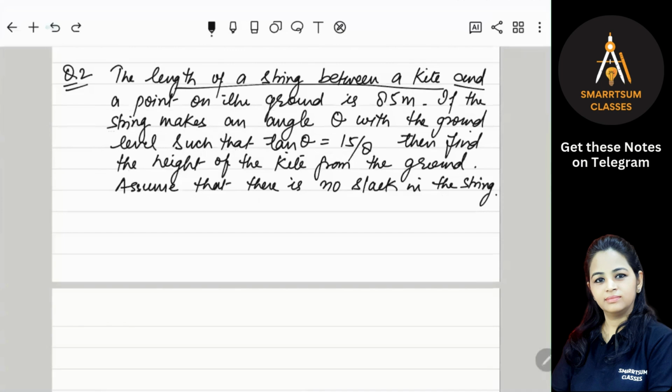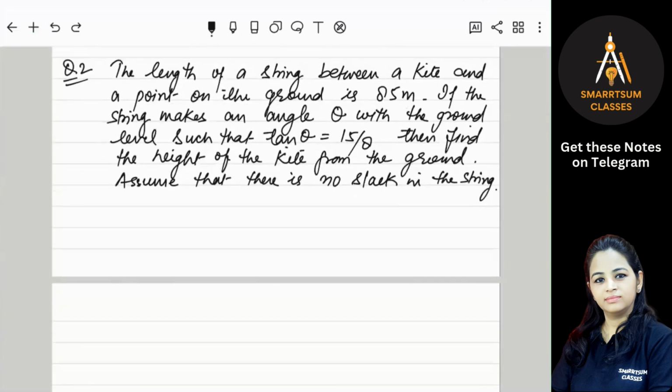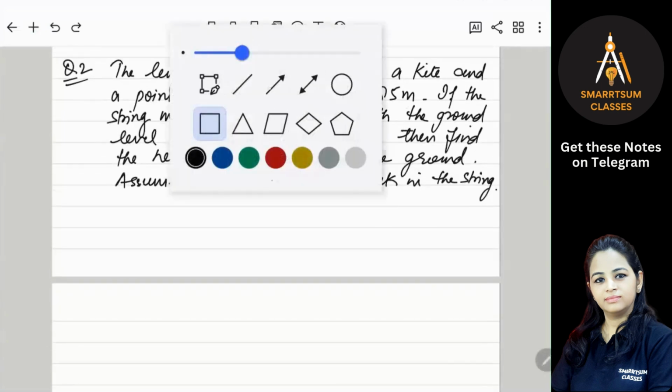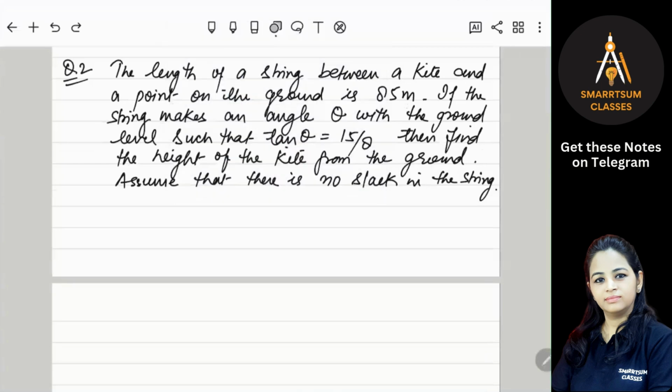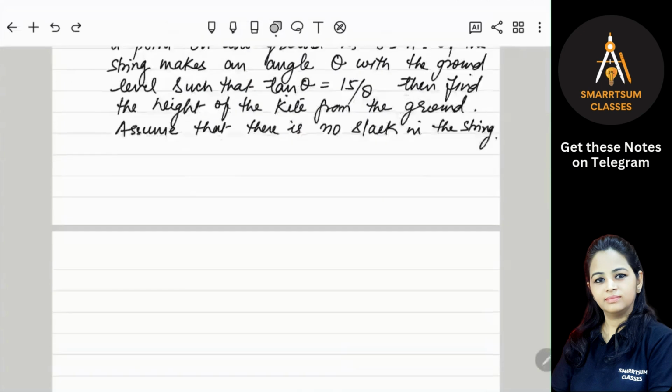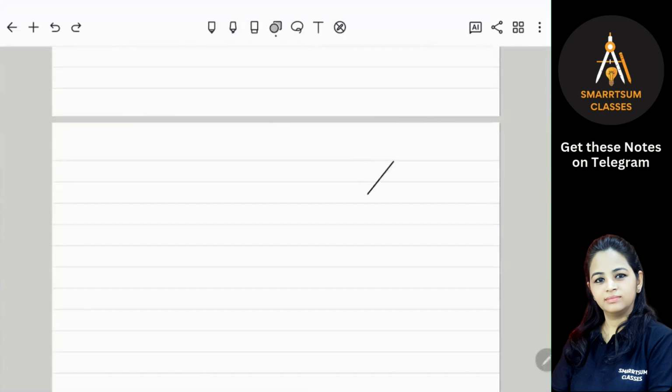So there is a kite, right? And the length of the string between the kite and the point on the ground is 85 meters, right? So very first we will draw the diagram, right? As it is given that there is no slack in the string, we can draw it straight, right? Suppose this is the string, okay?